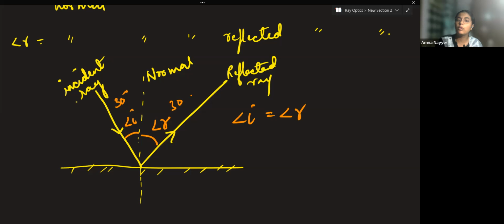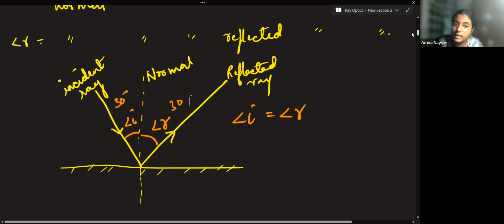Now what will happen if the incident ray is lying on this surface? For example, an incident ray has struck, let's say, the XZ plane. A ray of light is incident on it. Now the normal will not be drawn downwards in the XY plane. The normal will also be in the plane in which the incident ray is lying. If your incident ray is lying in the XZ plane, then the normal will also be in the XZ plane, and the reflected ray will also be in the XZ plane. So the second law says that the incident ray, normal and reflected ray all lie in the same plane.